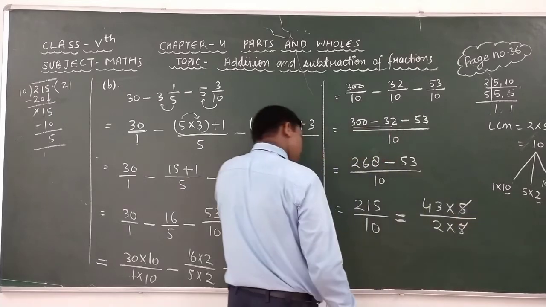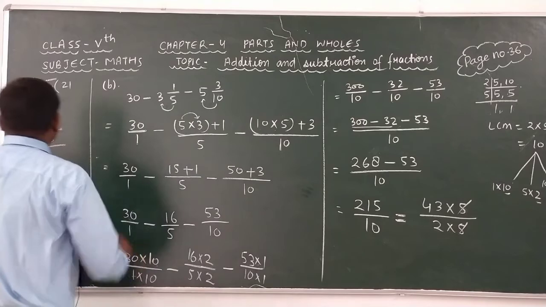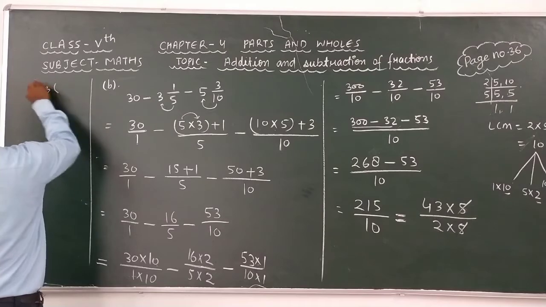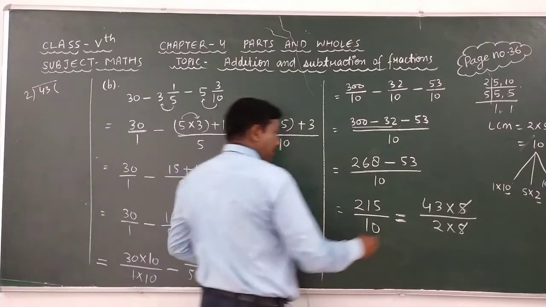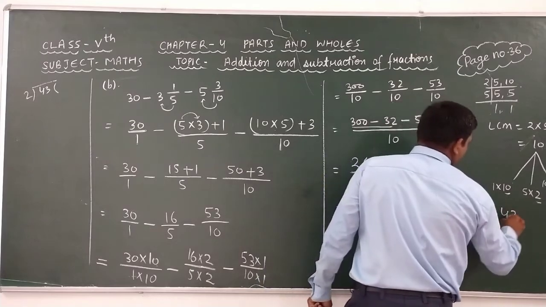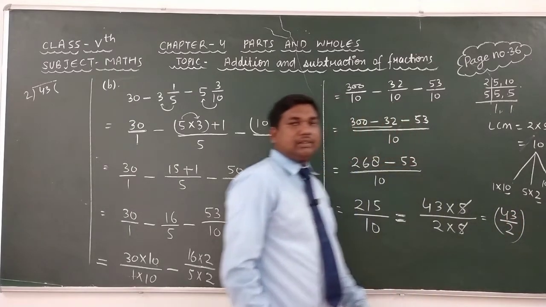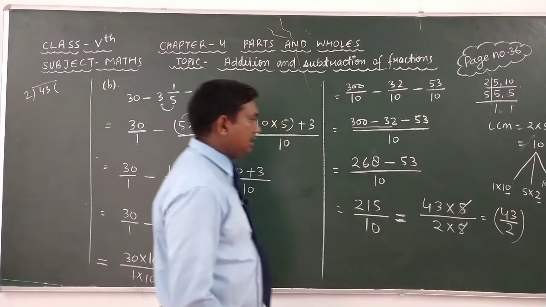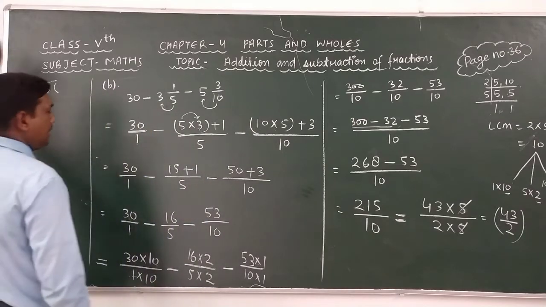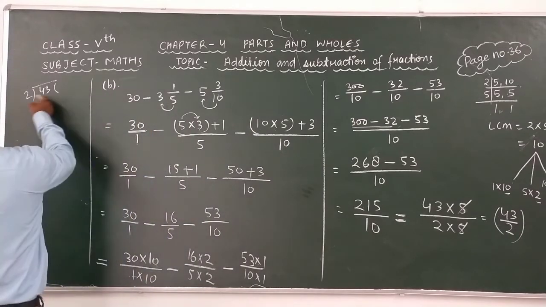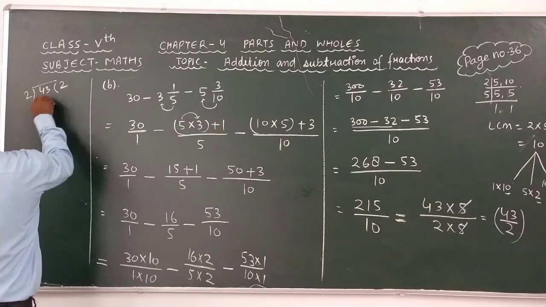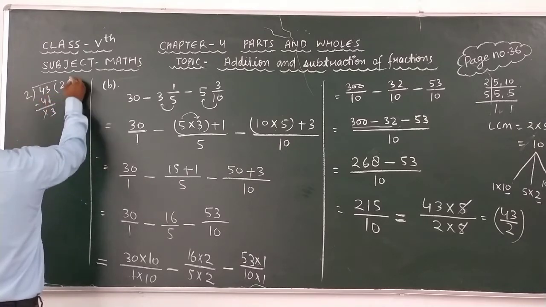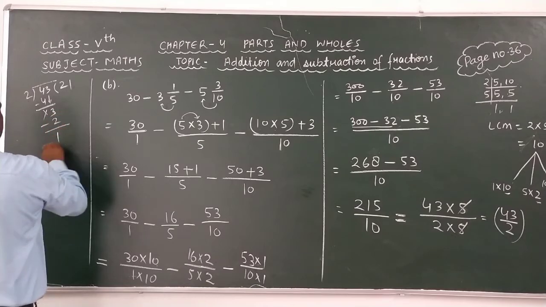Here 5 cancel out. Okay, so again we have to take the division of 43 by 2. After cancel these, we get 43 by 2. This is an improper fraction. Okay, distance. Therefore we have to change this improper fraction into a mixed fraction by taking division of 43 by 2. 2 2s are 4. Here we get 3. 2 1s are 2. 3 minus 2 is 1. Look at here carefully.